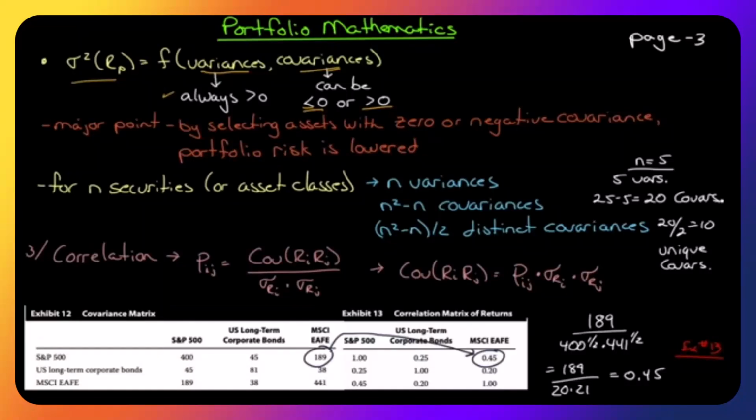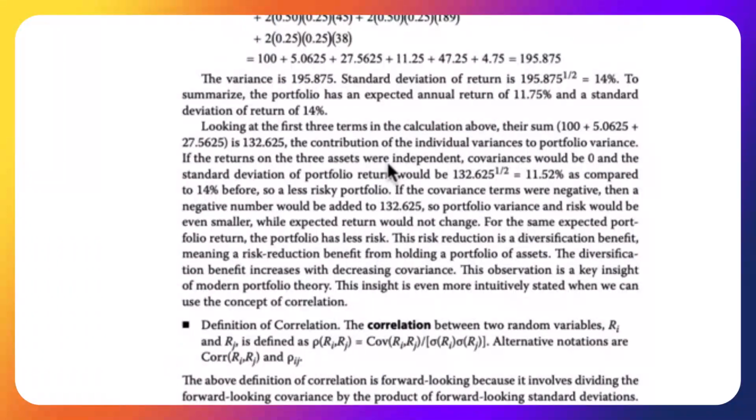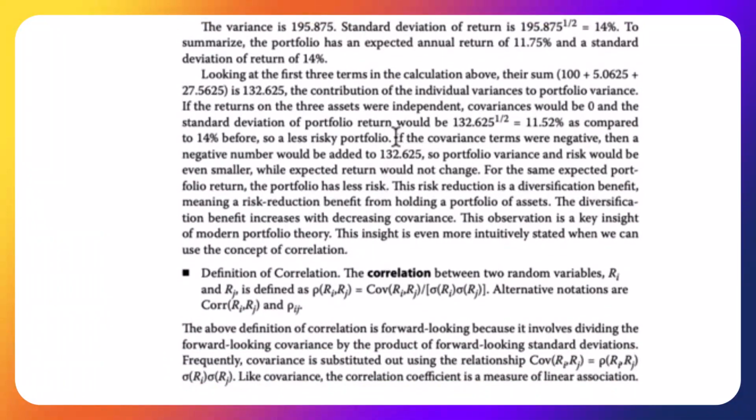So we're going to make a major point here, but then I'm going to qualify it. We're going to read a paragraph from the reading, and I want to make sure that you understand this point very clearly. Here's a major point. By selecting assets with 0 or negative covariance, portfolio risk is lowered. So let's look at that paragraph, and I just want to make a point very clear here. Right, so in the reading, when you get to equation 18, it is the long paragraph just after that, and we'll start right here.